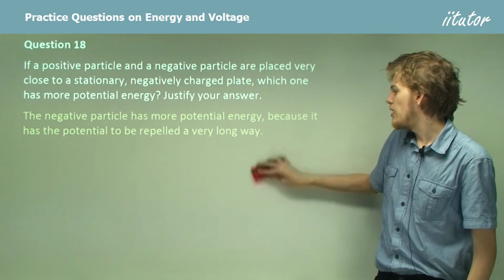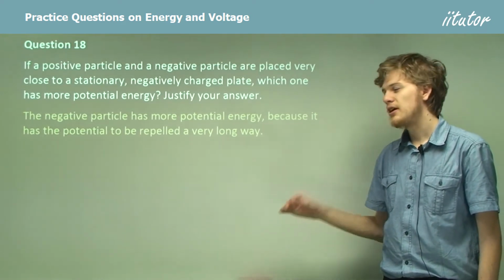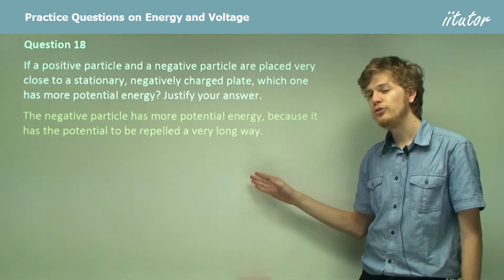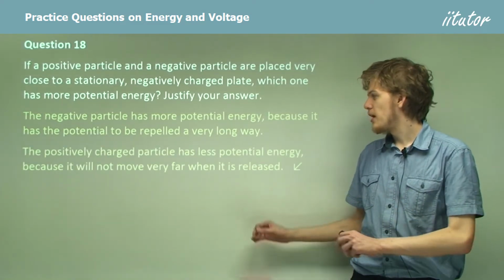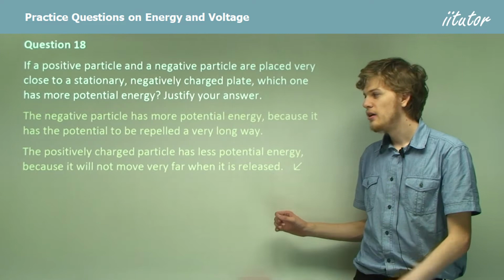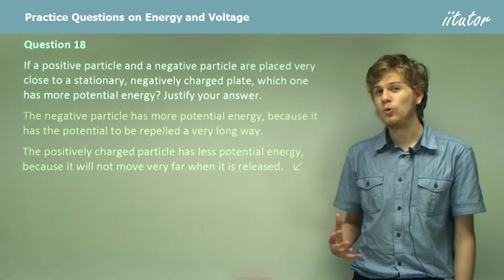The negative particle has more potential energy because it has the potential to be repelled a very long way. On the other hand, the positively charged particle has much less potential energy because it will not move very far at all when it is released.